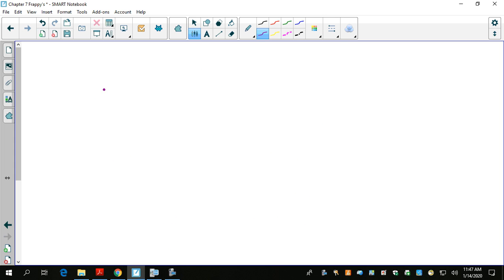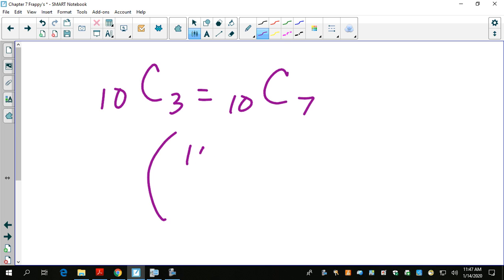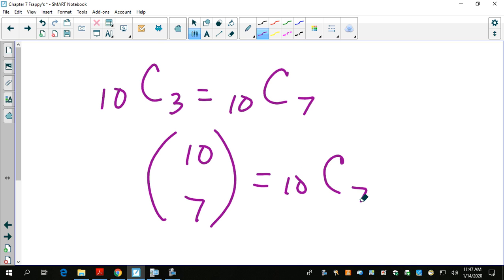If you have 10C3, that's the same thing as 10C7. Another way to write a combination is 10 with big parentheses and 7. That means the same thing as 10C7.